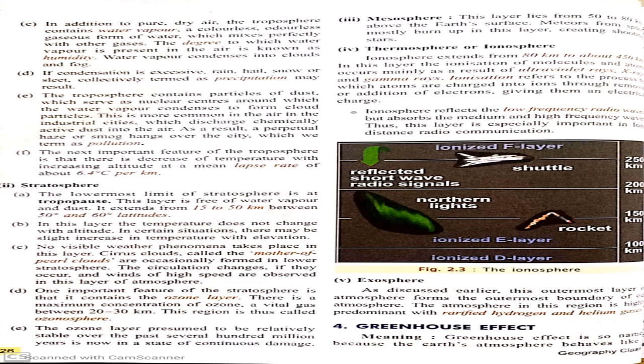Now moving towards the next one. The third one is mesosphere. Till now we studied about troposphere and stratosphere. Troposphere is up to the height of 14 kilometer. Stratosphere is from 15 to 50 kilometer. And now this mesosphere lies between 50 kilometer to 80 kilometer above the Earth's surface.